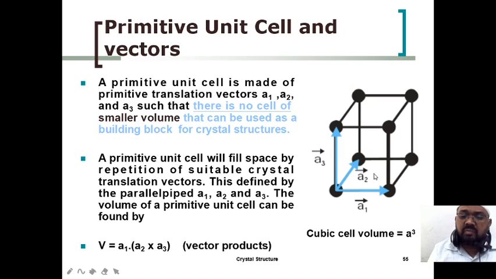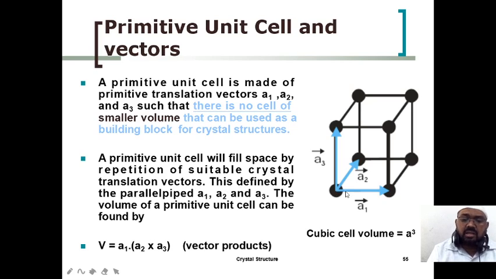So these vectors are repeated an infinite number of times. In the previous section we discussed what the translation vector is all about. Translation vector deals with a particular function being repeated an infinite number of times. Whatever figure you get by repeating it, that is known as the translation function, or mathematically, the translation vector. So a primitive unit cell will fill space by the repetition of suitable crystal translation vectors.